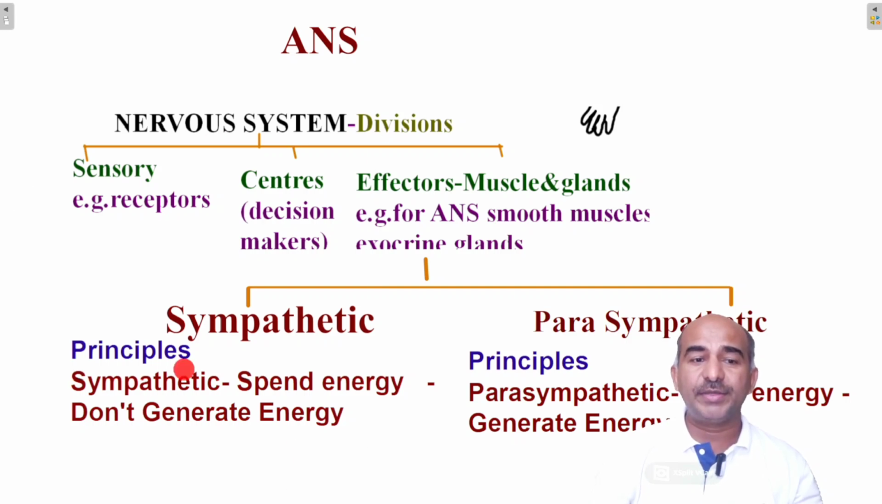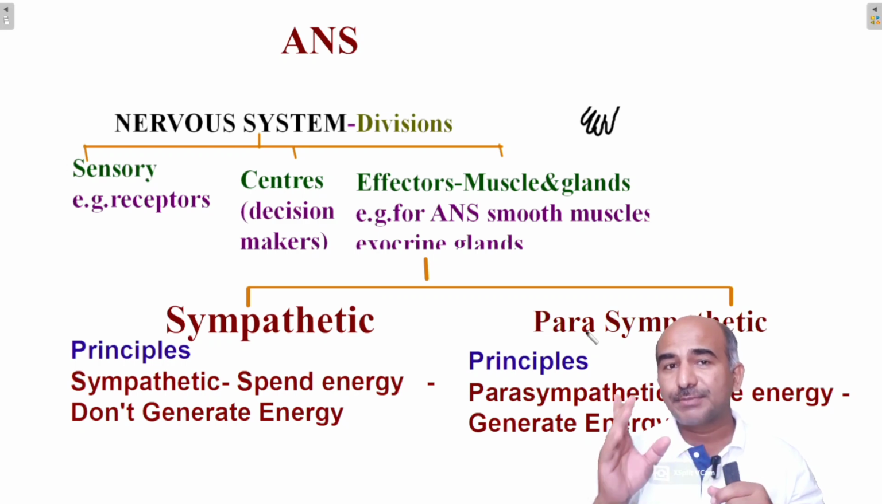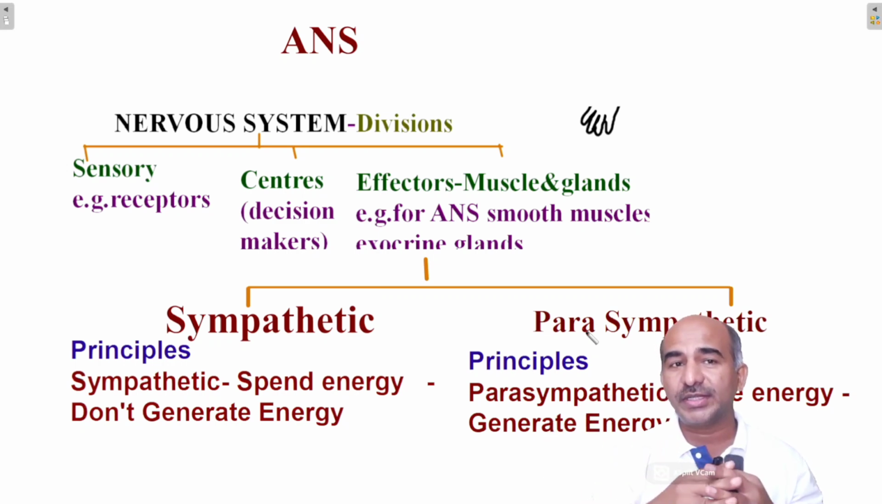See here, this is the basic principle. Autonomic nervous system, motor division, two parts: sympathetic and parasympathetic. Sympathetic, now read here carefully: spend energy and don't generate energy. Not only one principle, but there are two principles. Spend energy and do not generate energy.